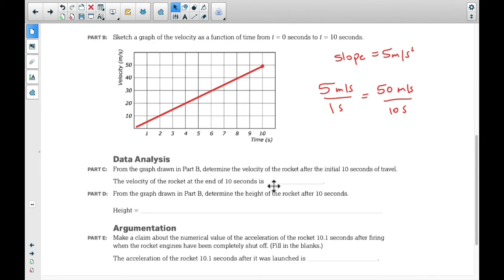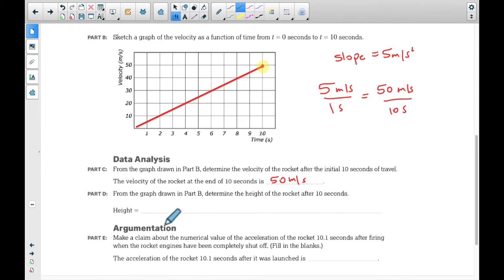Okay, this next question says, from the graph drawn in part B, so we're using this graph, determine the velocity of the rocket after the initial 10 seconds of travel. Now, we have an equation that we can do for this, but since we already have a graph, it's right here on the graph. At the end of 10 seconds, it is right here. It's 50 meters per second.